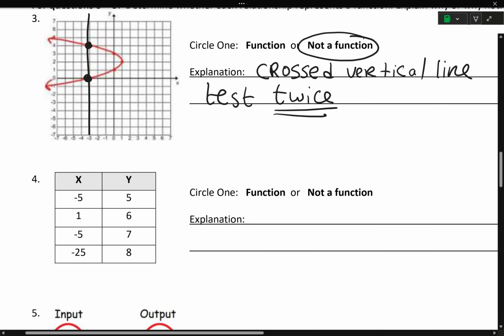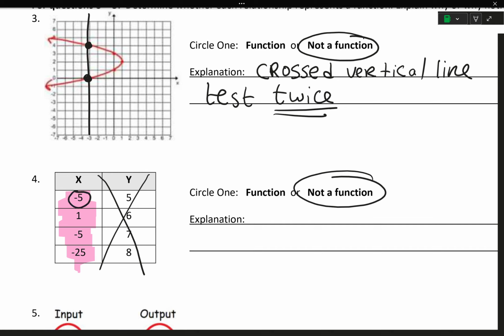In number 4, with a table, we look at the x's, at the domain. The domain is the only thing that matters. The range, the y's, they're important too, but in order to determine whether they're a function or not, I'm not even paying attention to them. Now the rule here is that the x's cannot repeat. Our domain cannot repeat. So, is this a function? It's not, because of these negative 5's.